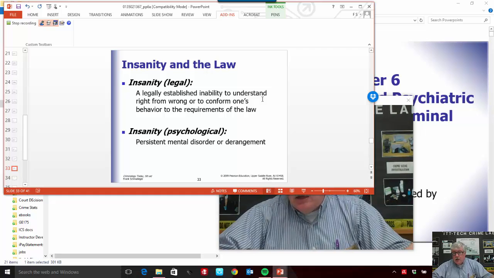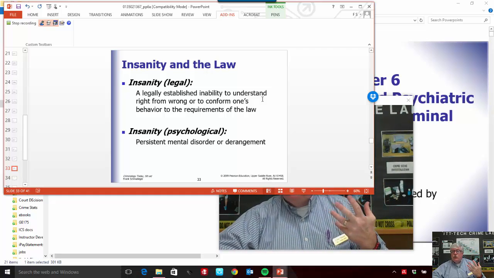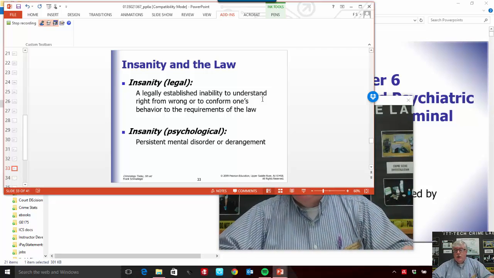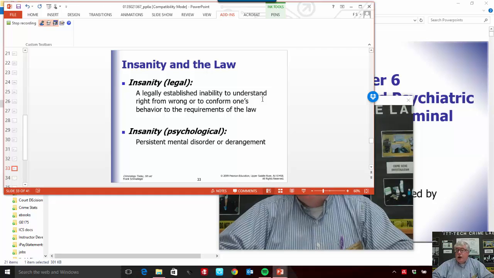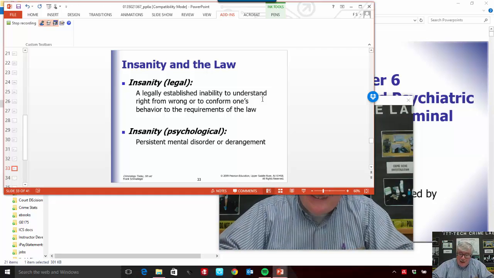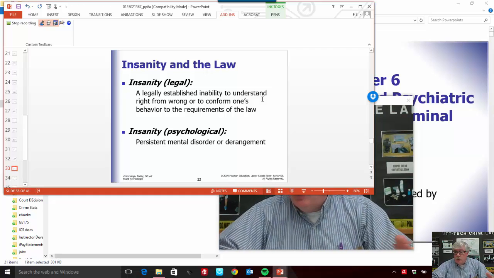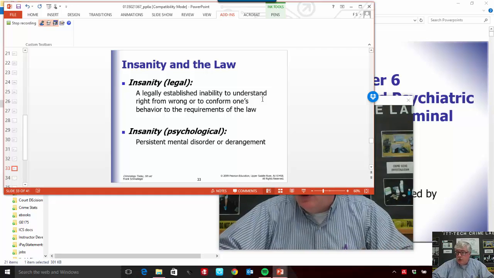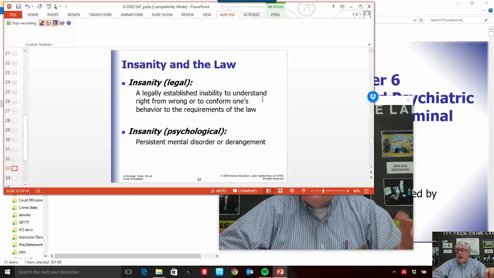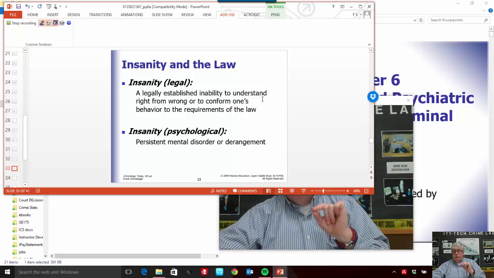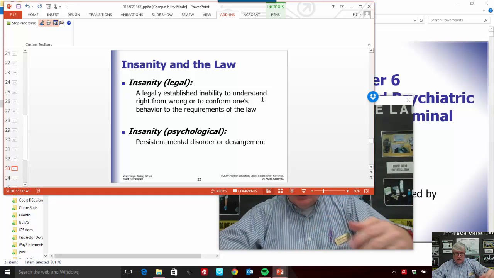Psychological insanity is when somebody has a persistent mental disorder or derangement. It's important to know the difference, because legal insanity could get you off from the crime. Psychological insanity, not necessarily, because there are lots of people that have mental disorders but still understand what's right and wrong. So know that it's legal insanity that we're really concerned with as far as the criminal justice system.